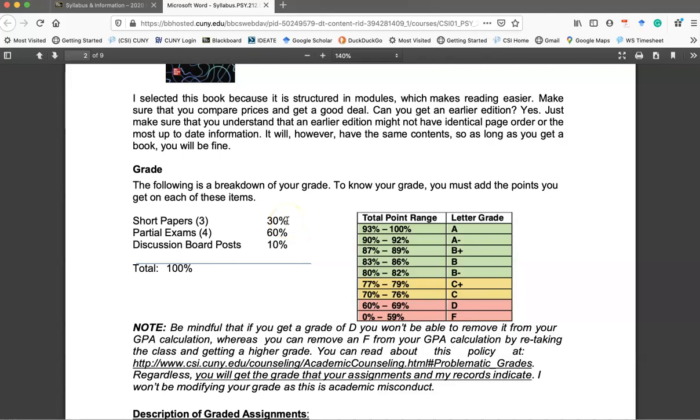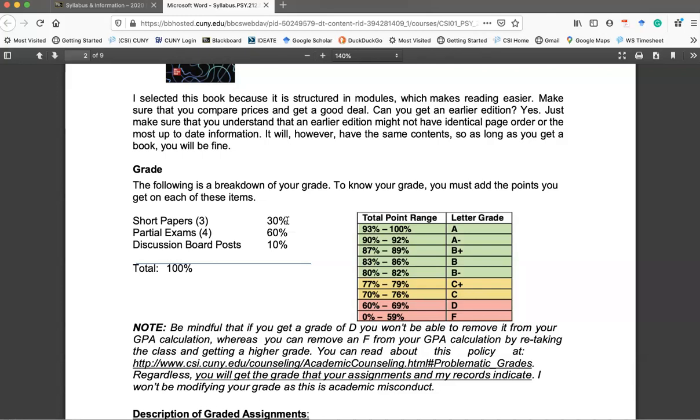Then we're going to have 4 partial exams, which are the all boring kind, multiple choice. They will be posted throughout the semester on Blackboard, obviously. And then we're going to have discussion board posts. I will describe this for you soon, but all of that adds up to 100. Hopefully this is clear enough, but if you have questions, you can ask me.